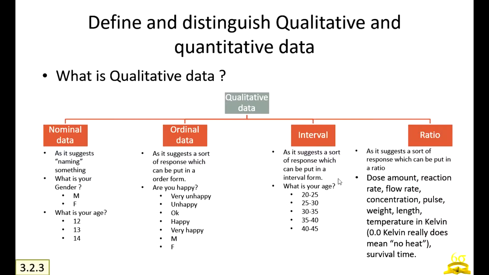Now the difference between interval and ratio data is that the 0 has a value in ratio. For example, temperature in Kelvin can be in ratio data, not in interval data, right? So 0 does make sense in terms of ratio data. Say for example, 0 dosage makes sense because no dose. 0 flow rate means the water is stopped. But in interval data, if we say the flow is from 0 to 10, then we don't actually know where it is. It doesn't make any sense.